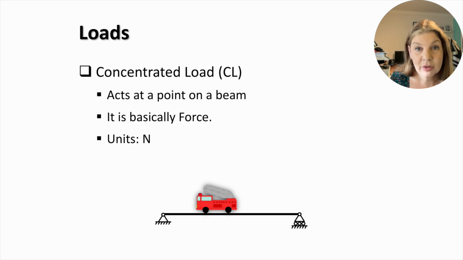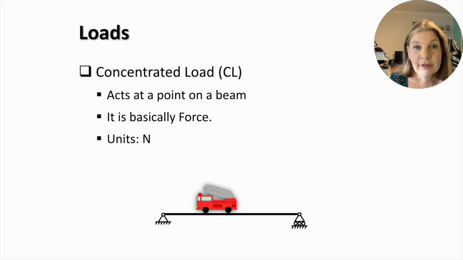The first type of load is a concentrated load, or in short, CL. This load is basically a force acting at a point. It's represented by an arrow. The unit of the concentrated force is newtons or kilonewtons, whatever system you're working in, but units of force.